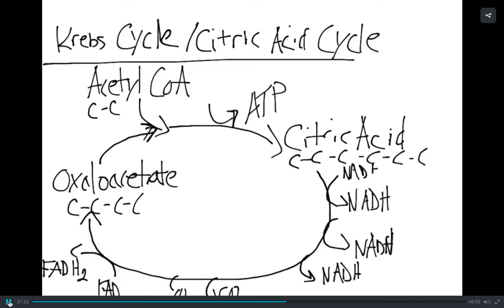Now the reason I say 2 is because this cycle happens twice. Remember, we have 2 of these acetyl coenzyme A's, because through glycolysis, our glucose molecule was split into 2 pyruvates, and then each one of those 2 pyruvates was split into acetyl coenzyme A. So each one is going to go through this cycle, and all these products get multiplied by 2. That brings us to a good spot where we can go back and look at all the products that we've created so far.